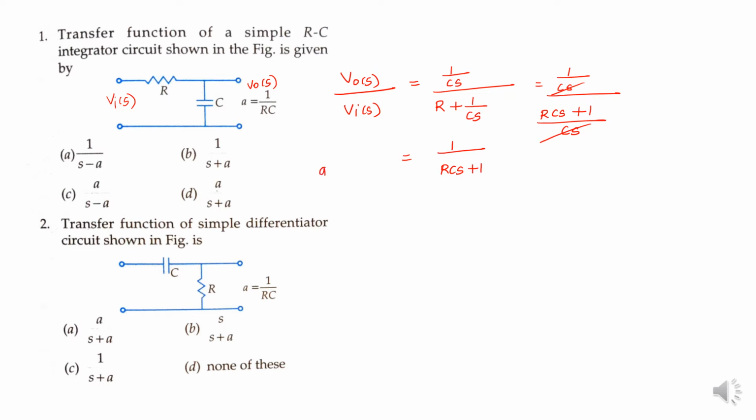What is A? A is 1 by RC. 1 divided by 1 by A in the s plus 1. The answer is A by s plus A. Option D is the correct answer.